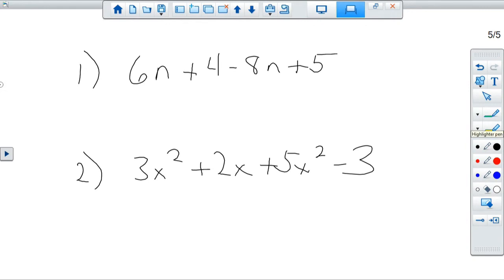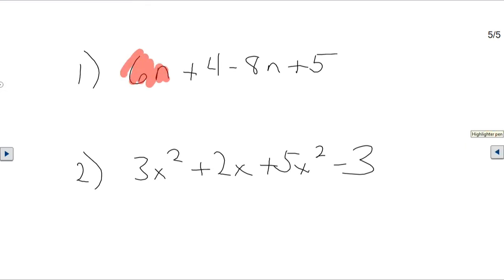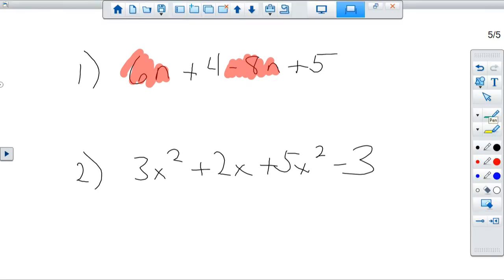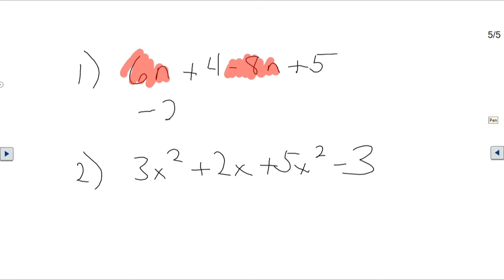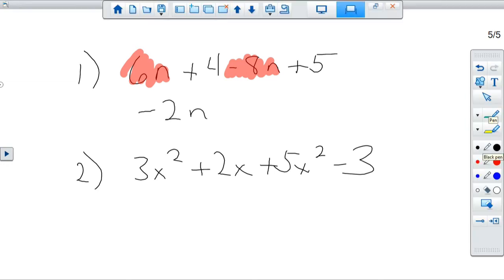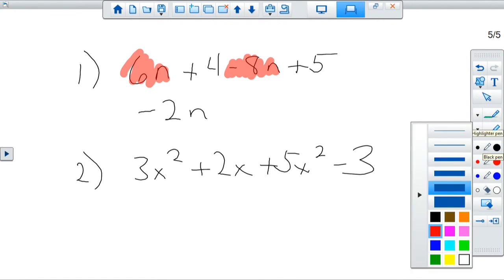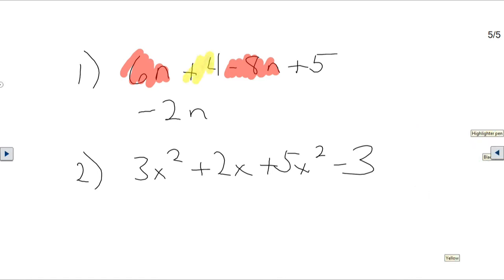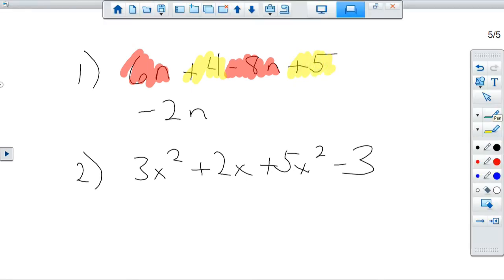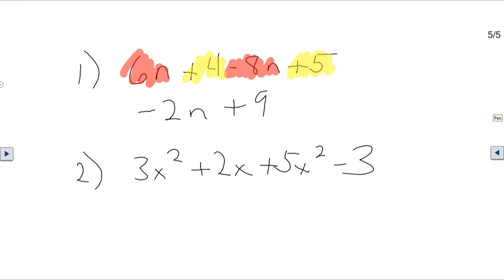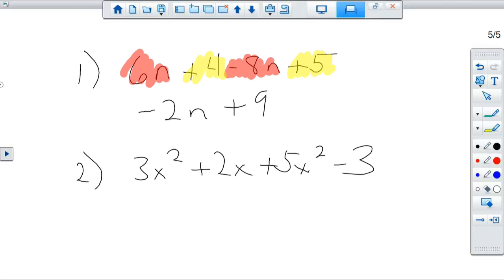All right, so the first one, when we look at what we can combine together, I've got a 6n and I've got a minus 8n. Again, pick up that sign in front of the 8. It's not a plus 8n, it's a minus 8n. So 6n minus 8n is negative 2n. And then I've got a 4 and a 5. I've got those two constants, so together those make 9. I can't combine those. Those are not like terms, so I have to leave it like that, negative 2n plus 9.